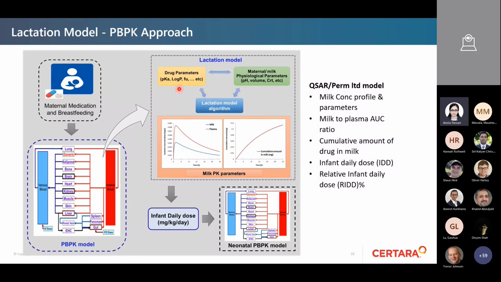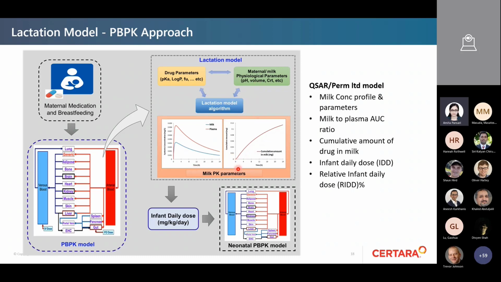Looking into the infant daily dose and the relative infant daily dose, the milk predicted parameters are already provided here. Utilizing this model, we provide the prediction versus observed ratio, 1.6 and 1.74, in these cases. For the different studies that we performed, you can also see the concentration profile in the milk and plasma, and the cumulative amount of drug in the milk.